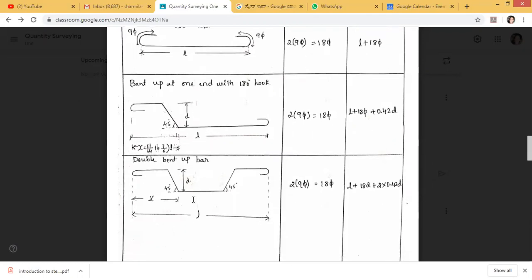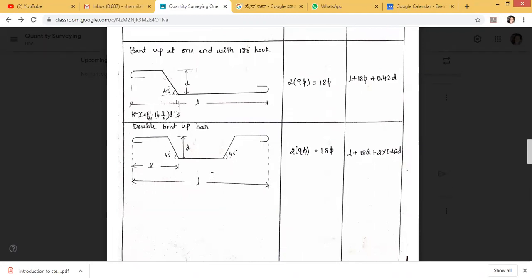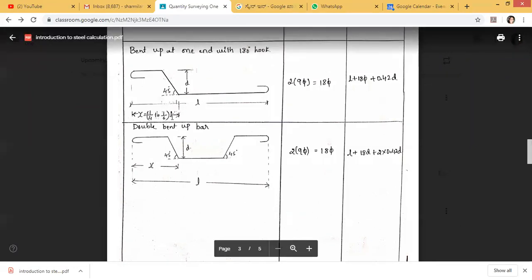Okay, next we shall go on to double bent up bars. This kind of double bent up bars you can see in a doubly reinforced beam, where the bars will be bent at both ends. So again you have to calculate D. D is the vertical distance between the horizontal bars in the top and bottom, and you know what x is? It is the bend which is given for the length of the span. So what is the span? It is L by 4 to L by 6.